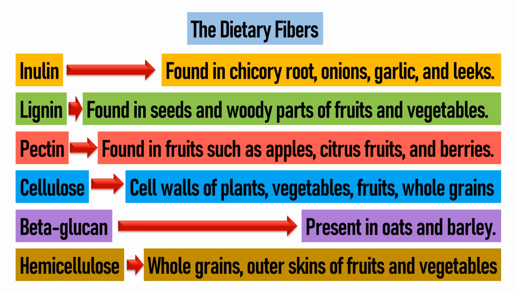Inulin is found in chicory root, onions, garlic, and leeks. Lignin is found in the seeds and woody parts of fruits and vegetables. Pectin is found in fruits such as apples, citrus fruits, and berries. Cellulose is found in the cell walls of plants, including vegetables, fruits, and whole grains. Beta-glucan is present in oats and barley. Hemicellulose is present in whole grains and the outer skins of fruits and vegetables.